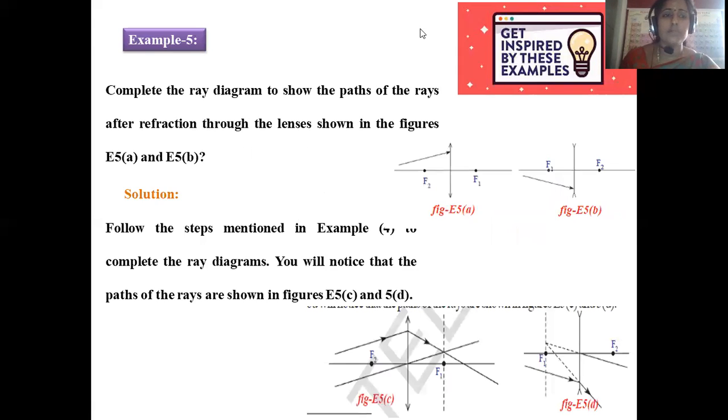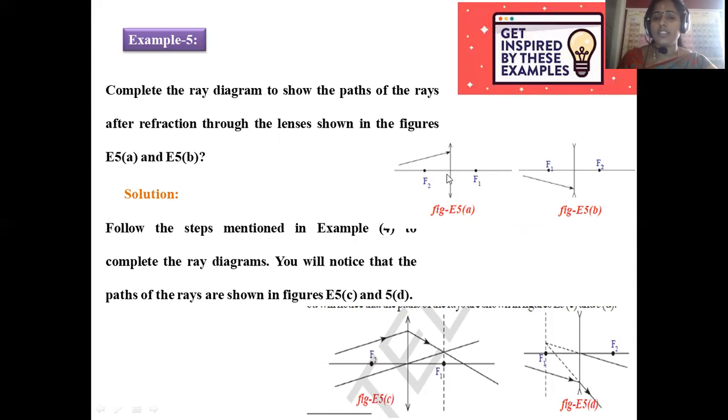Now let us move on to example number 5. Complete the ray diagram to show the path of rays after refraction through the lens shown in the figure. E phi A, E phi B. So these are the partially drawn diagrams. Partially drawn diagrams are given. We have to extend these diagrams to complete the ray diagram. So what is the diagram?